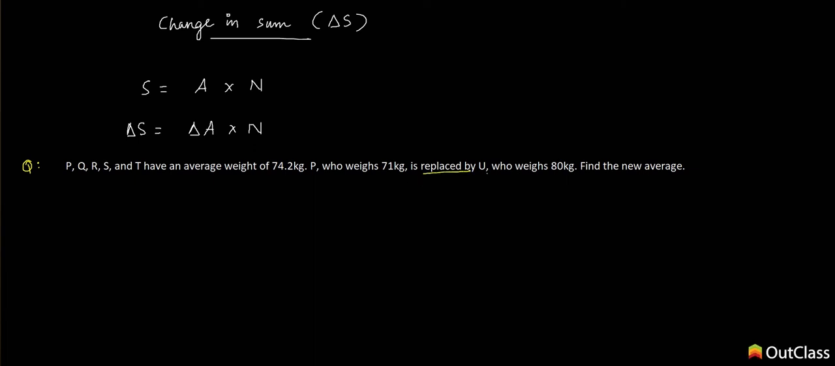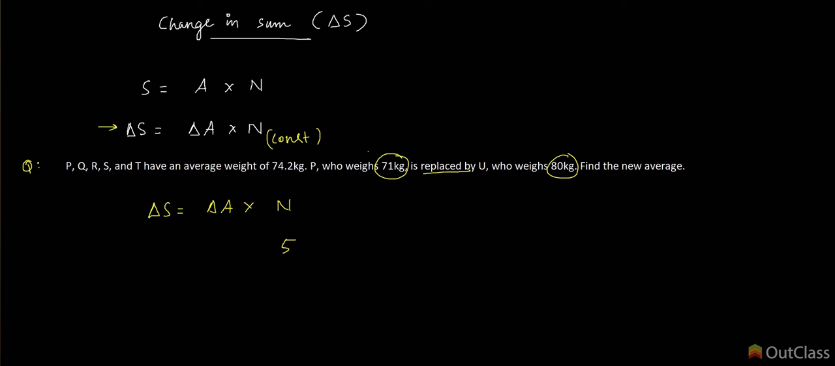Now, this is an easier kind of question where you can apply this method, because replacement means one observation is leaving and another is taking that observation's place. So the number of observations is constant, n is constant, and it's easier to apply this technique when n is constant. So let's look at that first. The idea is pretty simple. The change in sum is change in average into number of terms, remaining constant at 5.